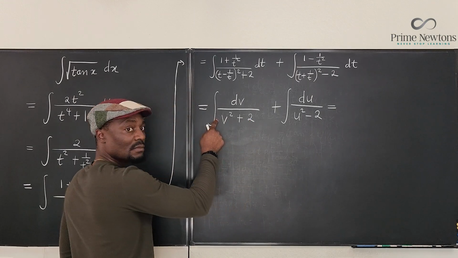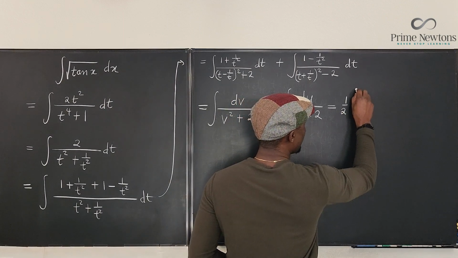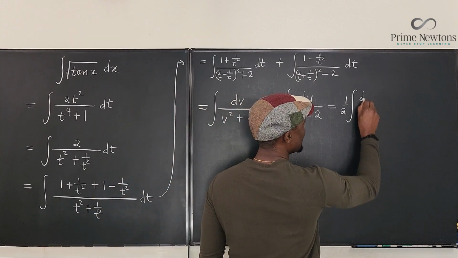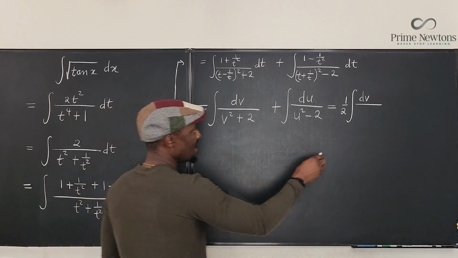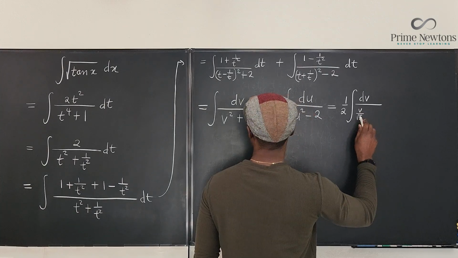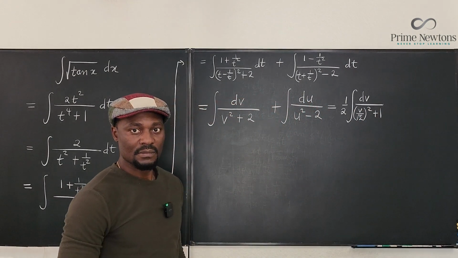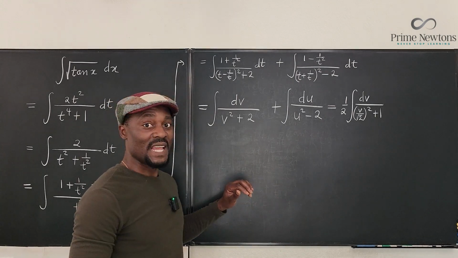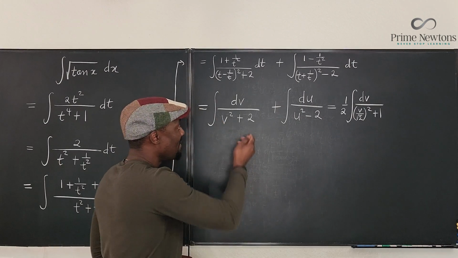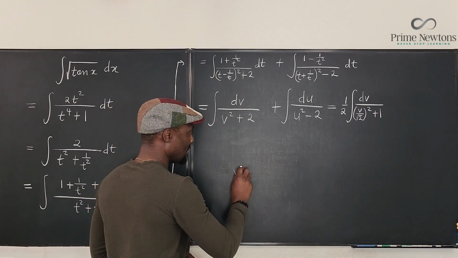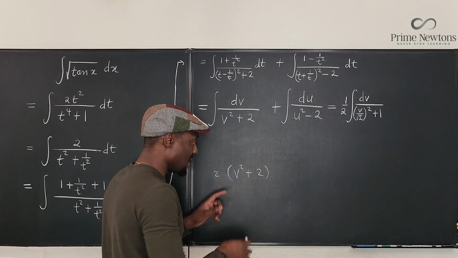I'm going to factor out 2. So each of these is going to be 1 over 2. It's going to be 1/2 of the integral of dv over, because it's the addition form, v over square root of 2 squared plus 1. Okay, if this confuses you, all I did was factor out 2 in the denominator of v squared plus 2. To factor means to divide, okay? It means I have divided this by 2.